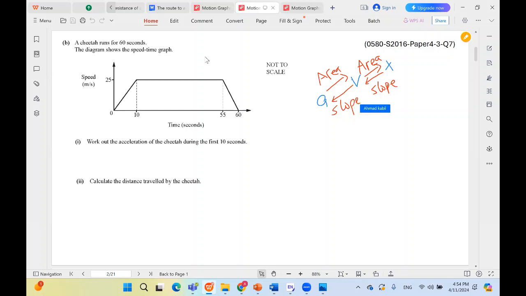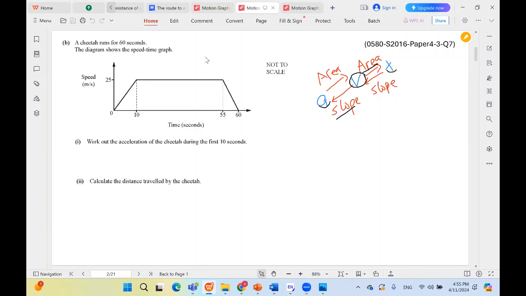So for example, if we have a speed time graph, then we always start at V. If we are expected to find the distance, then we need to get the area under the graph. And this is what we will do in part double I. If we are expected to find the acceleration, then we need to get the slope of the graph. And this is what we shall do in question I. Because this is a speed time graph, we start at V.